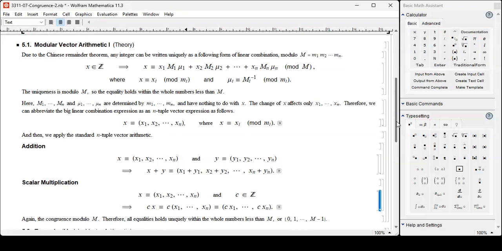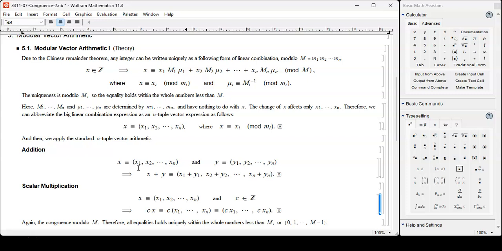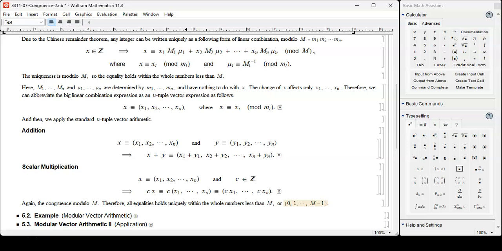And finally, once again, let me make another emphasis. This congruence, the uniqueness, is modulo capital M for the entire vector expression, and for each component, congruent modulo M1, M2, M3, and so on. So if we restrict ourselves to whole numbers less than capital M, then you really have uniqueness.